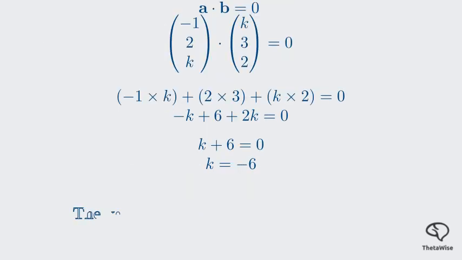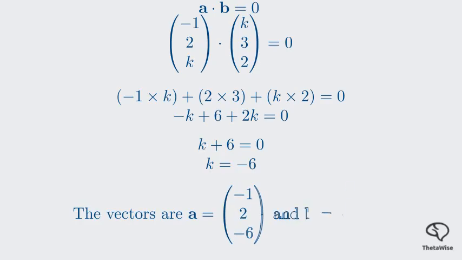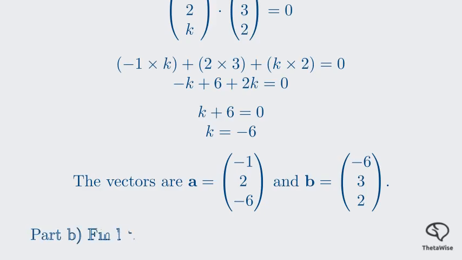Now we know our two vectors. Vector A is (1, 2, 6), and vector B is (6, 3, 2). These two vectors are perpendicular. For part B, we need the area of the triangle formed by these two vectors.